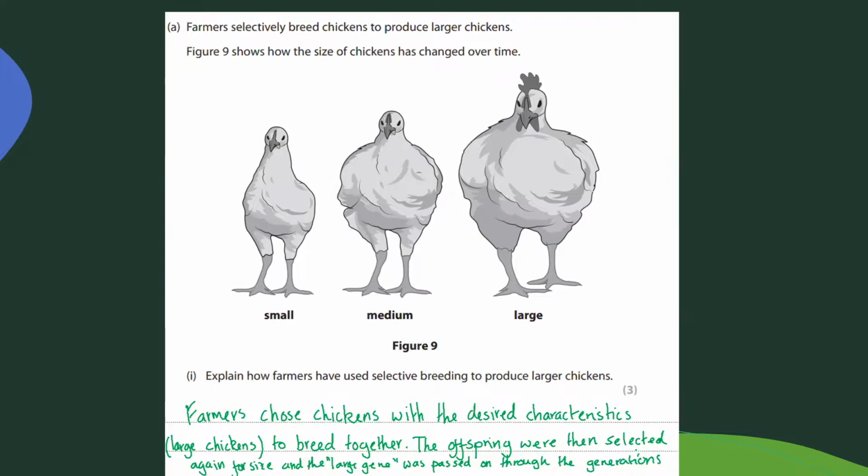So this can happen in the wild, can't it? Certain characteristics are selected for. You probably know about the giraffe, why they've got longer necks. It was natural selection. The giraffes with longer necks could reach more food, and so they passed their longer neck genes onto the next generation. So each generation of chickens here would be bigger than the previous generation, up to a certain point.